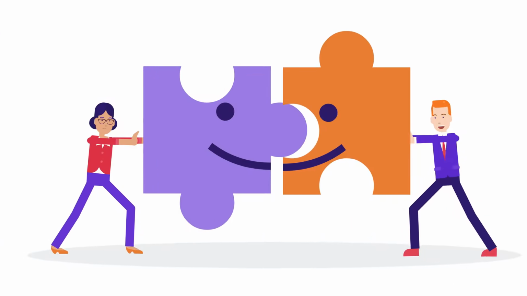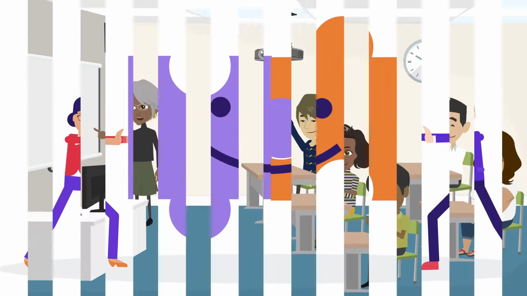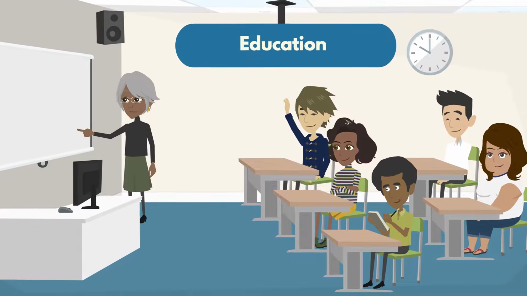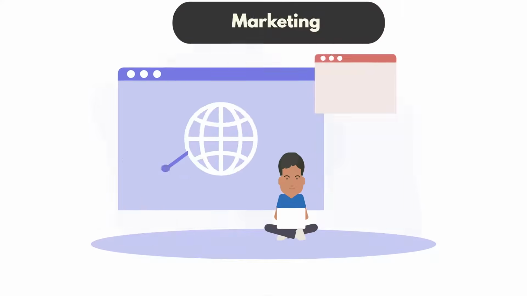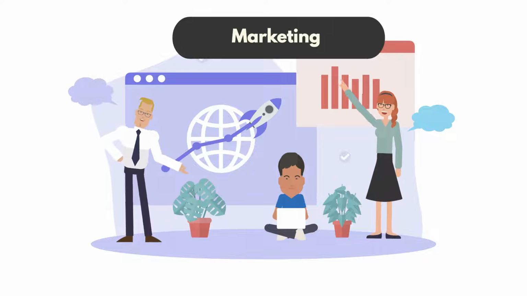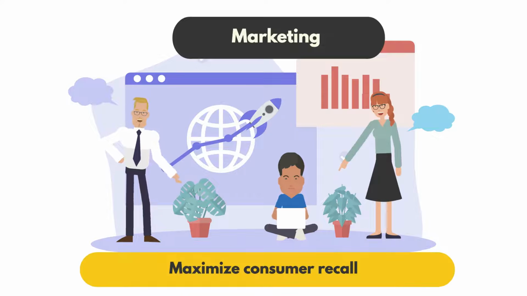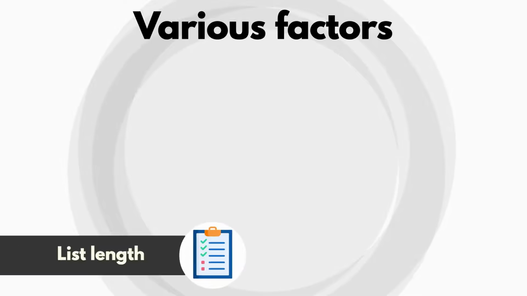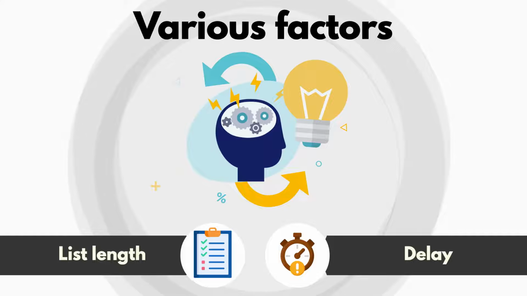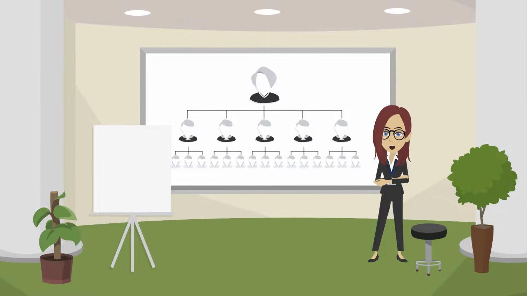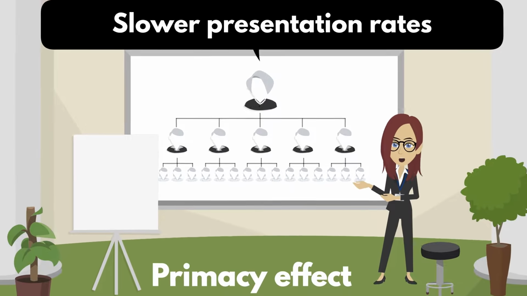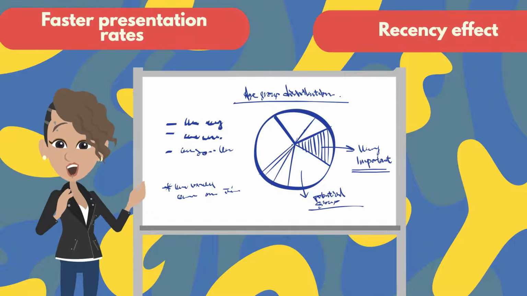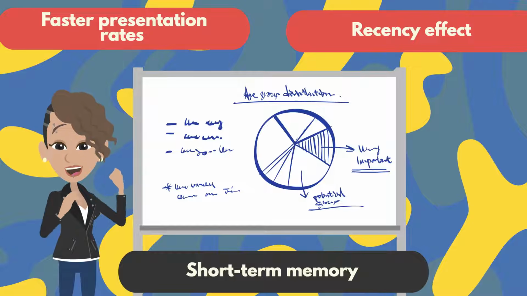This effect has broad implications in many areas. In education, teachers can use this knowledge to structure lessons so that key information is presented at the beginning and end. In marketing, placing critical messages in prime or concluding positions can maximize consumer recall. However, it's important to note that various factors, like list length or the delay before recall, can influence the strength of these effects. For example, the primacy effect strengthens with slower presentation rates, allowing for more rehearsal, while faster presentation rates may boost the recency effect as items stay in short-term memory.